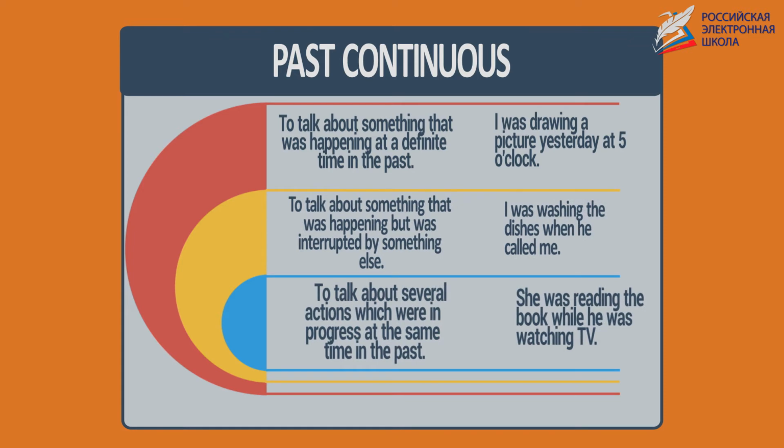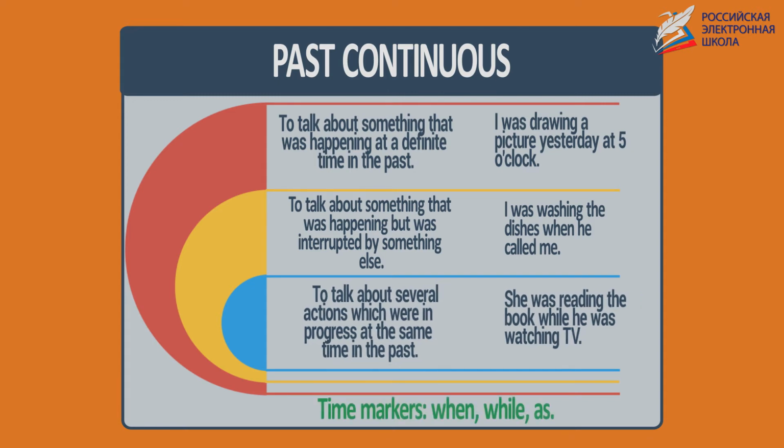3. To talk about several actions which were in progress at the same time in the past. For example, she was reading the book while he was watching TV. Time markers: when, while, as.